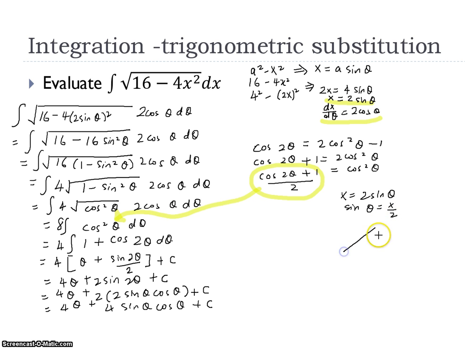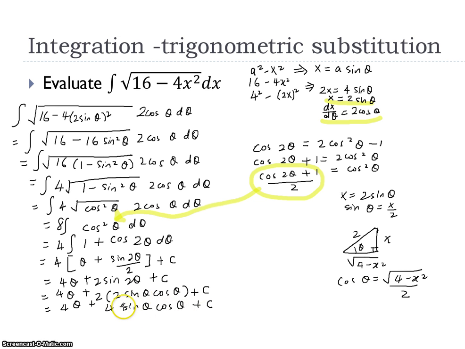So we produce a right-angled triangle, with theta here. Sine theta equals opposite divided by hypotenuse. Opposite is x, hypotenuse is 2. So adjacent will be the square root of 2 squared subtract x squared, which is the square root of 4 subtract x squared. If we need cos theta, it's adjacent divided by hypotenuse, so we have the square root of 4 subtract x squared divided by 2. So we have sine theta here, cos theta here.